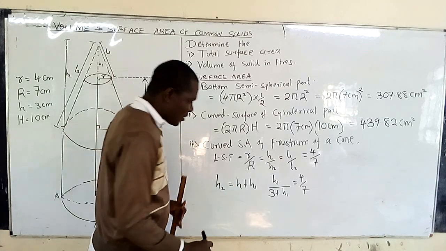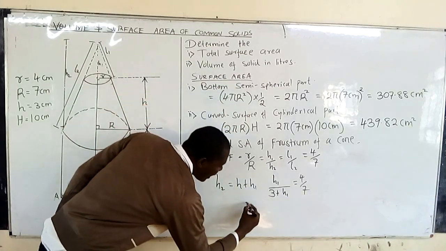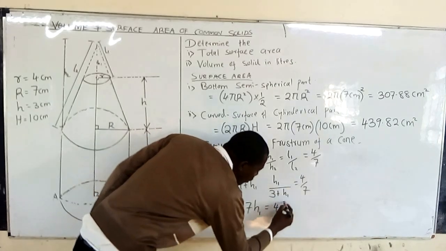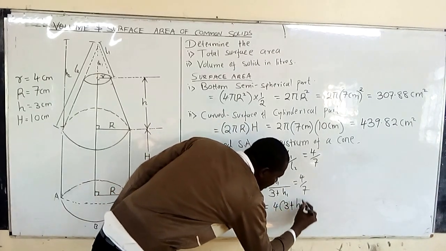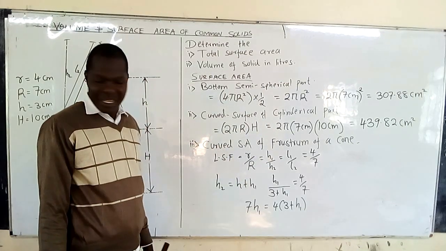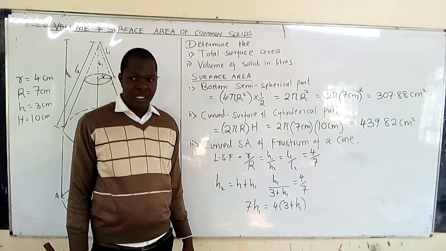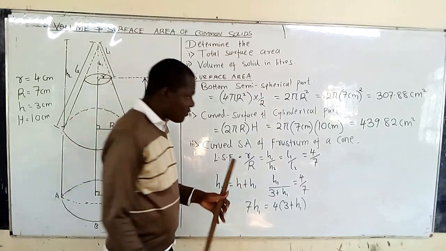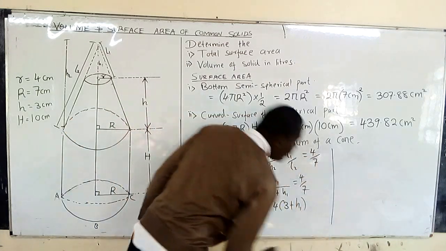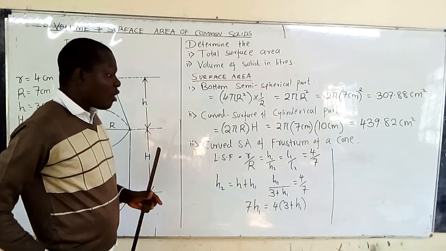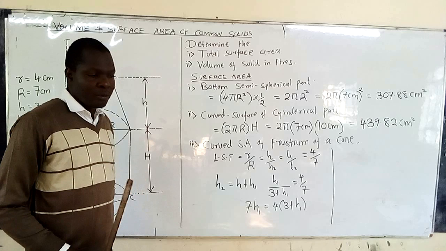So if you cross multiply 7 times small h, you get 7h1 is equal to 4 into 3 plus h1. If you cross multiply. Are we together? Is that okay? So after you've done that, go on. What is now H1? Open that bracket and get me H1.